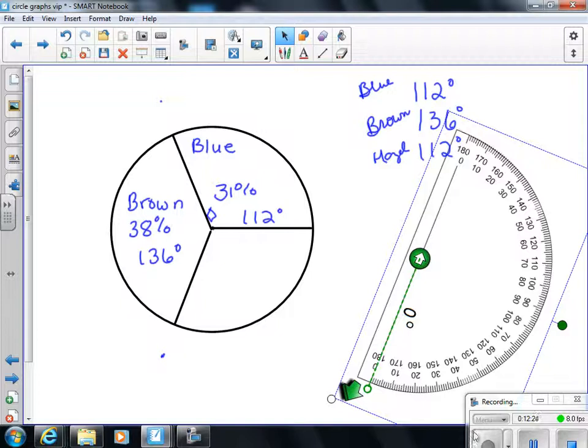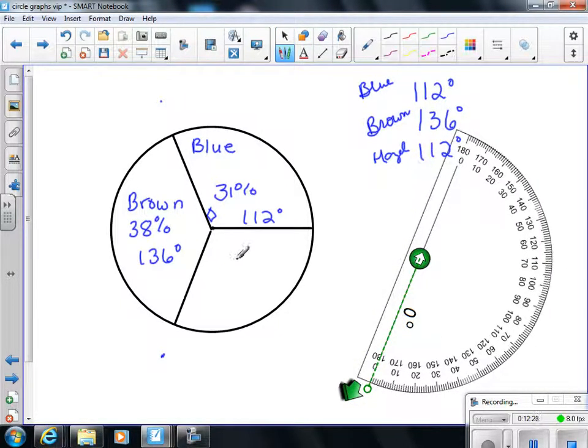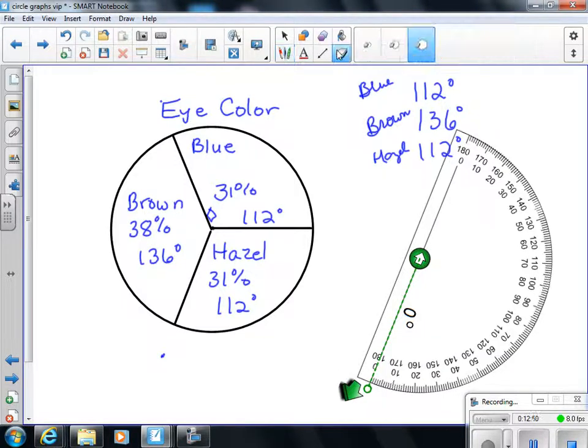Now, does it matter what order you put them in? Not necessarily. I usually like to write them in the order that they're given, but it doesn't matter. So now I have hazel. How many degrees? 112 at 31%. Include all that. Now, I'm missing something. What's missing? My title. And you might call it just eye color. So we have successfully completed all the steps for drawing a circle graph.